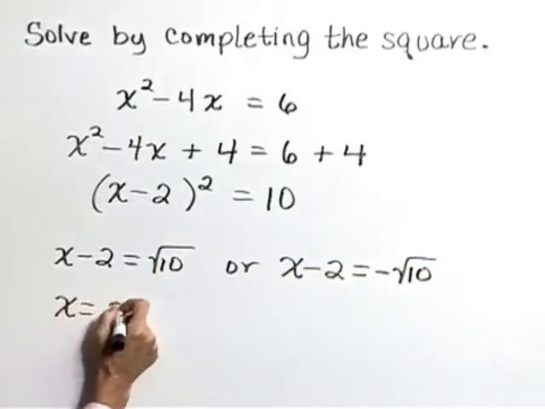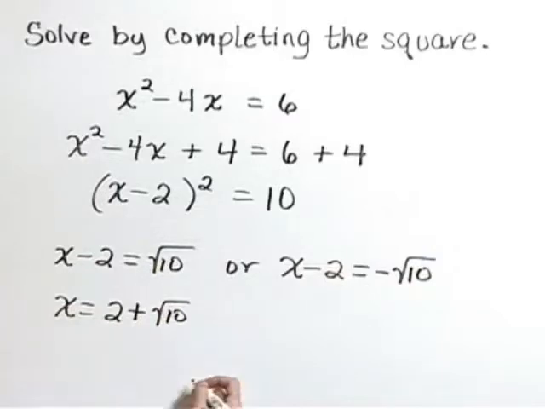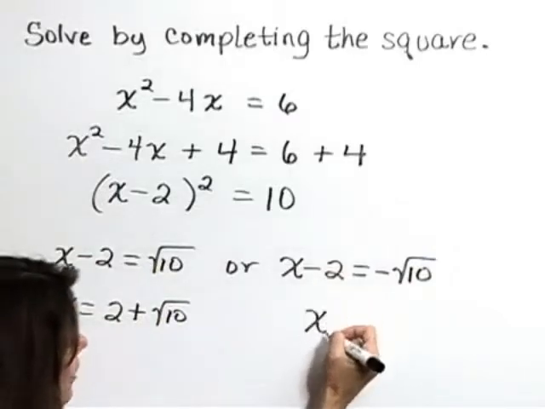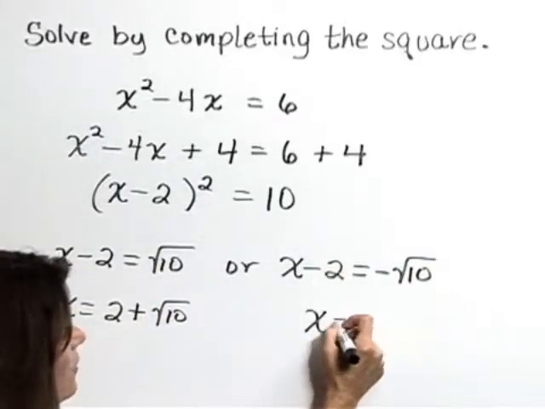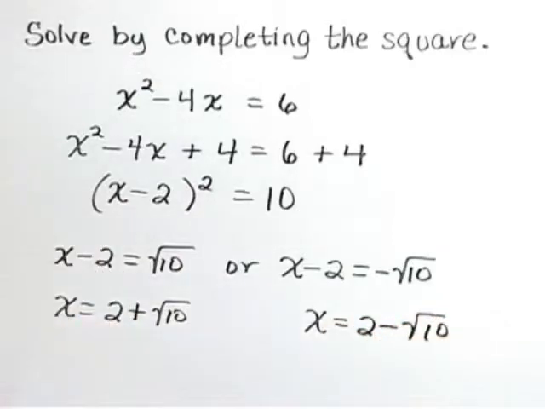On the left, x is equal to 2 plus the square root of 10, adding 2 over. Over here on the right equation, we have x is equal to 2 minus the square root of 10. It's always a good idea to check these two solutions up in the original equation. And as you do that, you'll see that they both work.